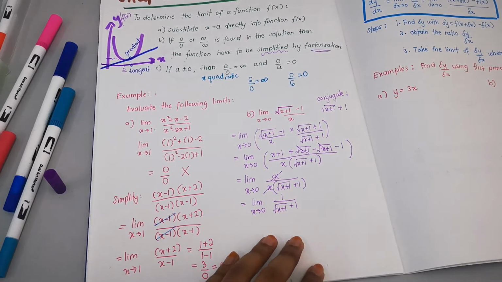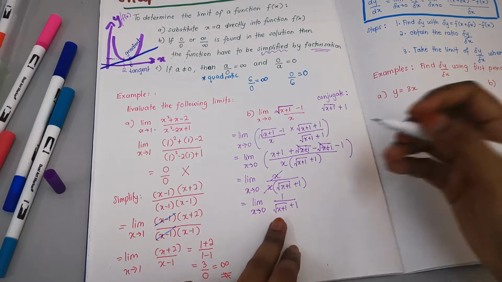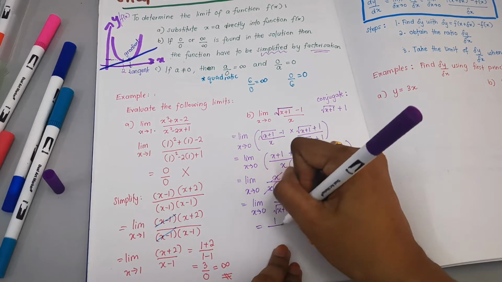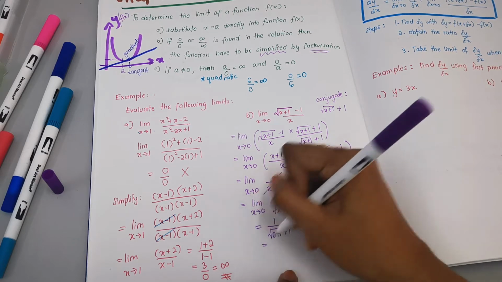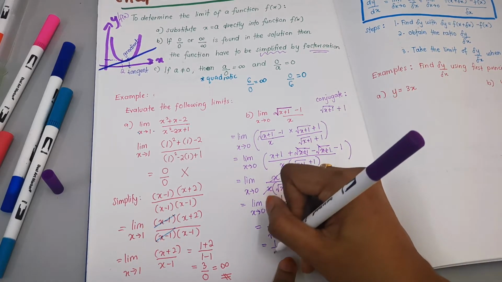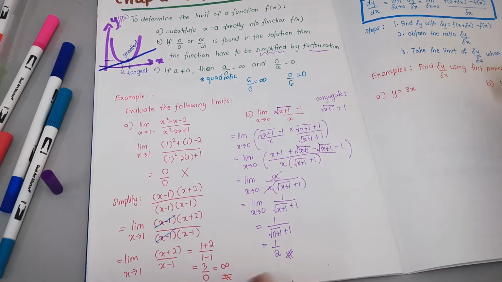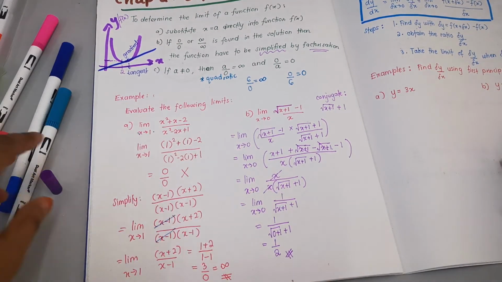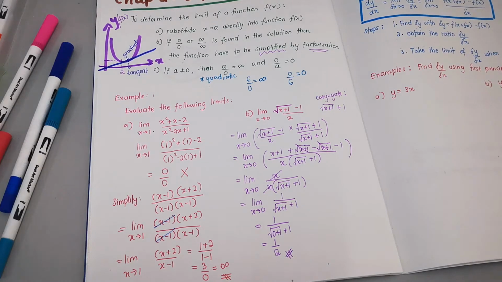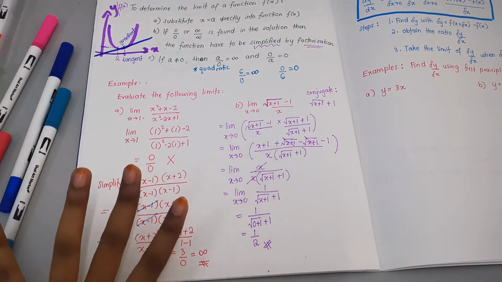plus 1. Okay, so now we substitute the value of 0. We will get 1 over square root of 0 plus 1, plus 1. So here we will get 1 over 2. So the answer, the limit as x approaches 0, we get the f(x) value as 1 over 2. Okay, so I hope you understand this part.